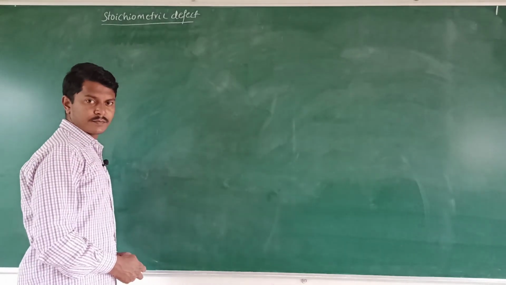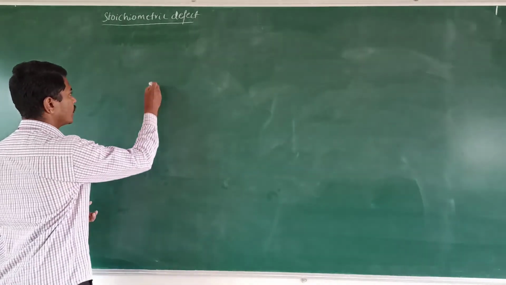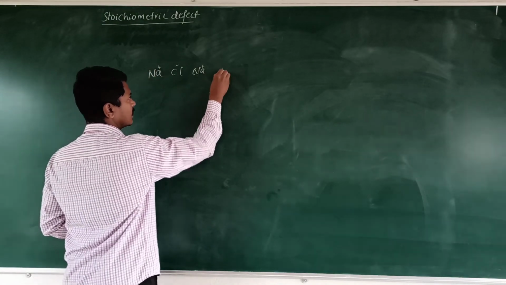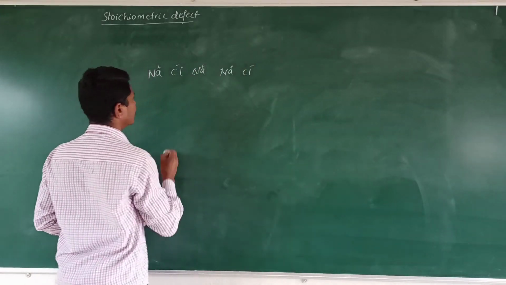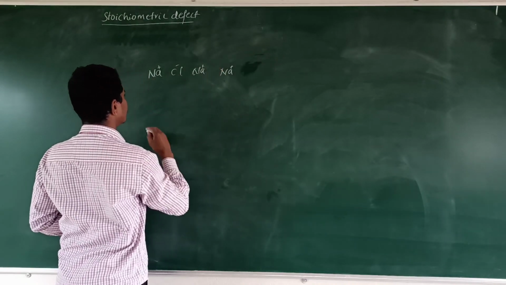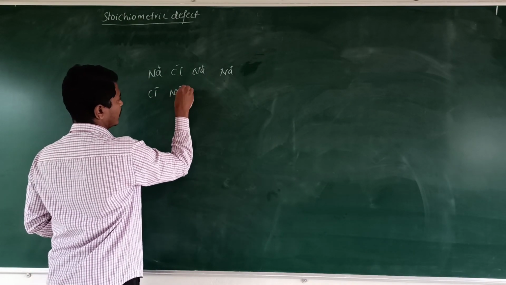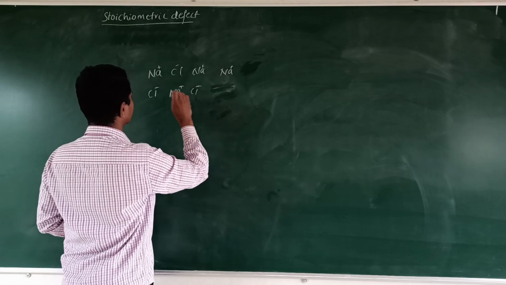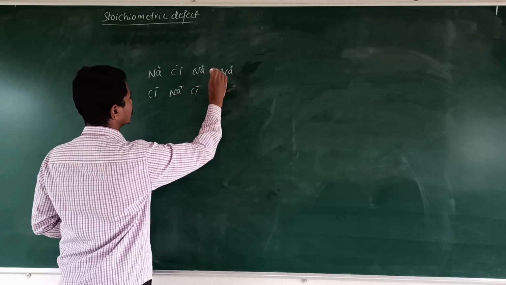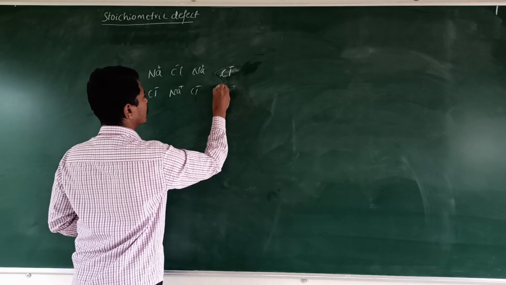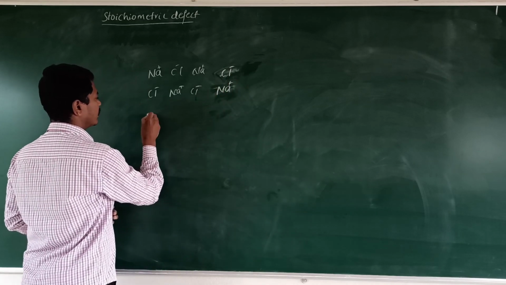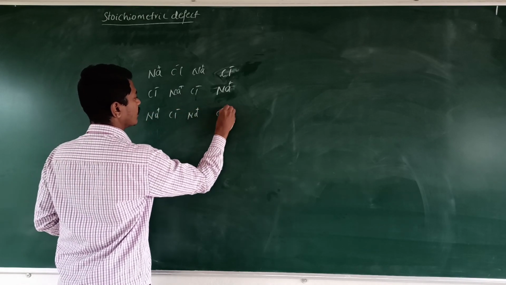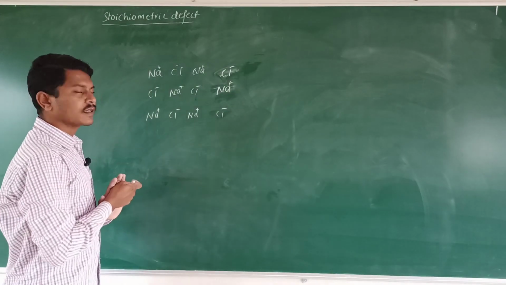In stoichiometric defect, what do you mean by this stoichiometry? See here, Na, Cl, Na, Cl, Na, Cl, like this. Again, Na plus, Cl minus, Na plus, Cl minus, Na plus, Cl minus, like this. See, this is a perfect stoichiometry.